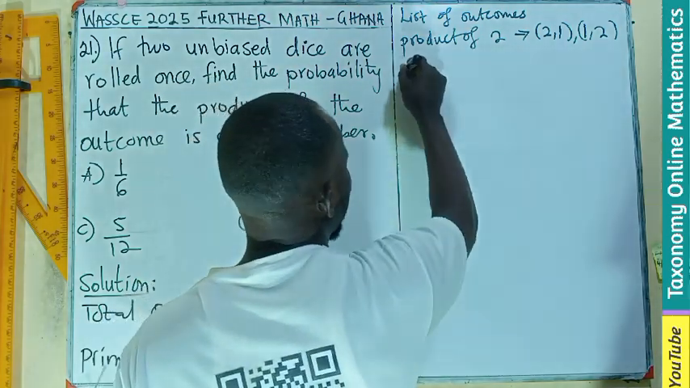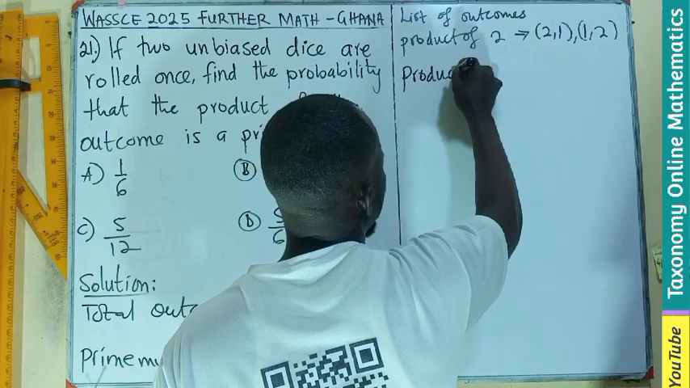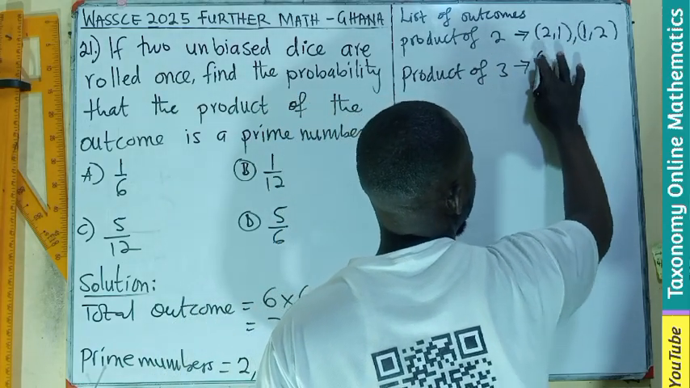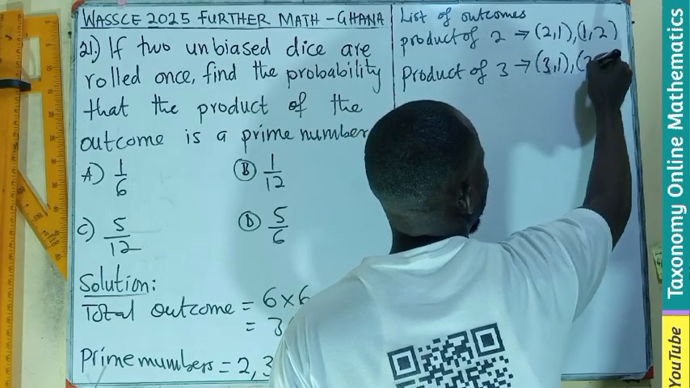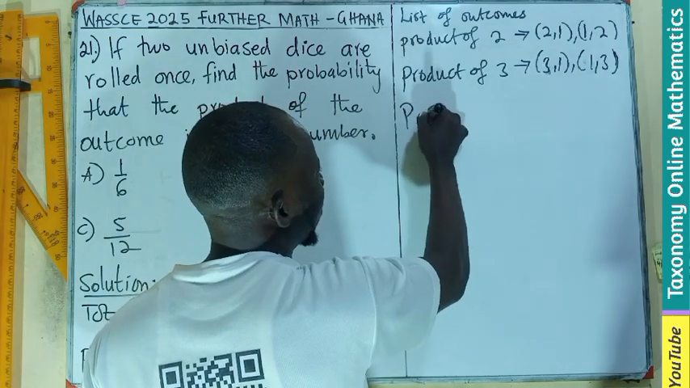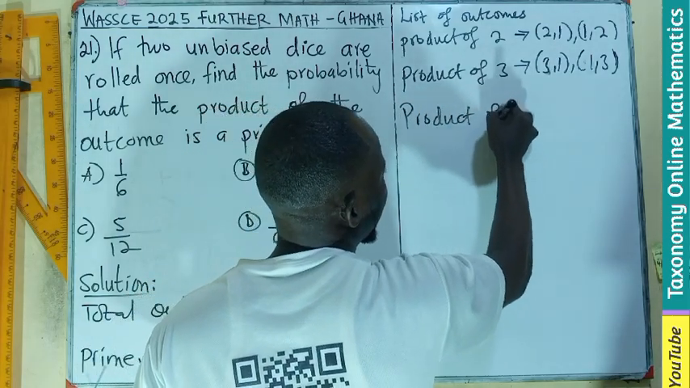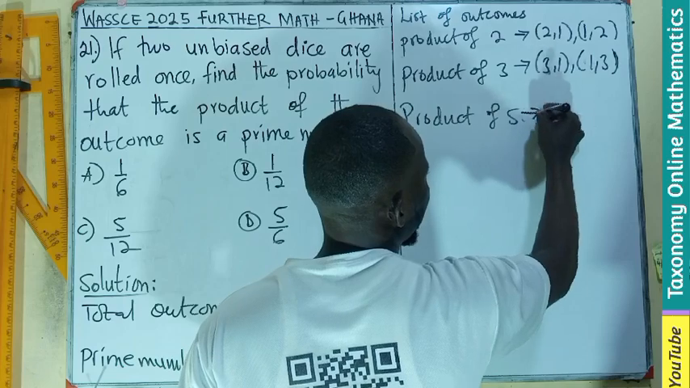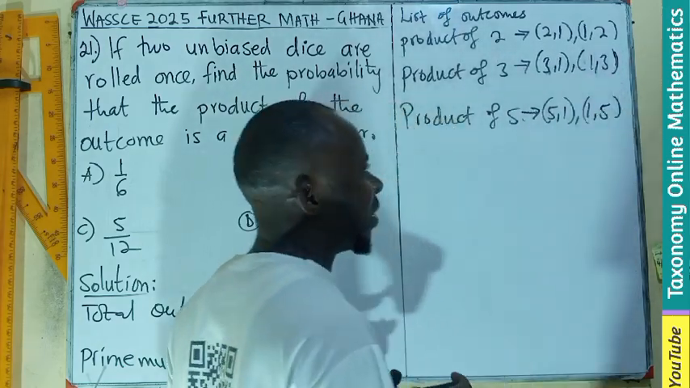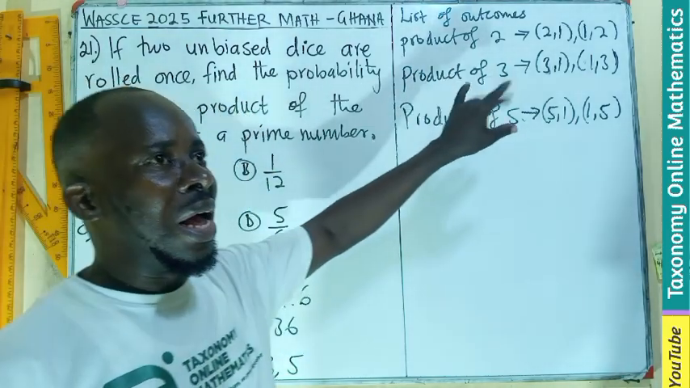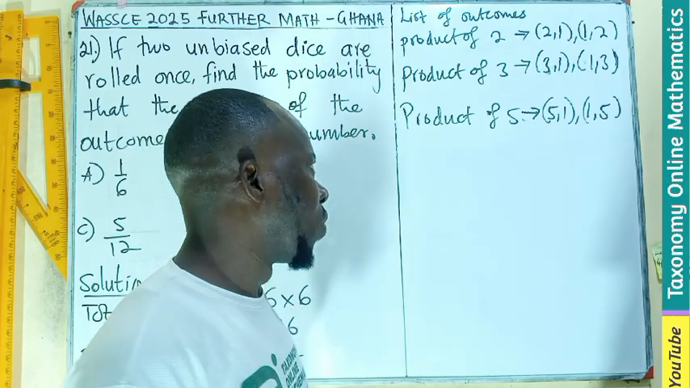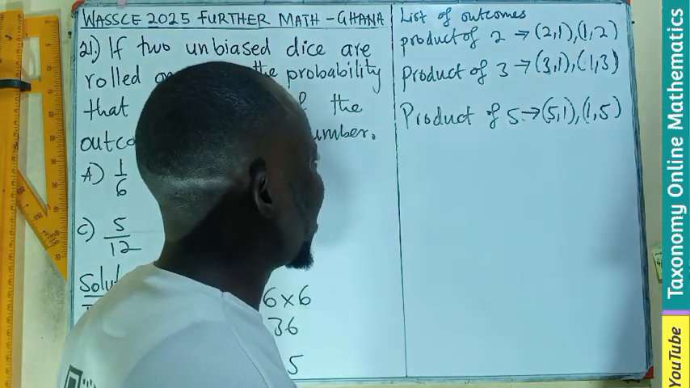Then we have the product of 3, which is also going to be 3, 1, then 1, 3. How about the product of 5, which will also be 5, 1, and 1, 5. So these are the various pairs that can give us the product of a prime number.